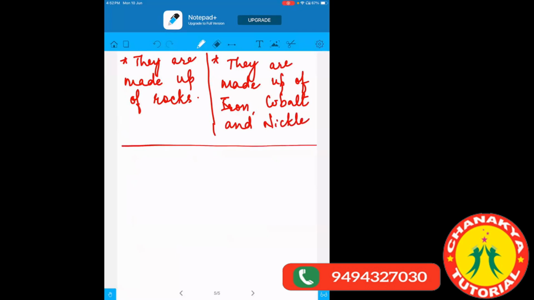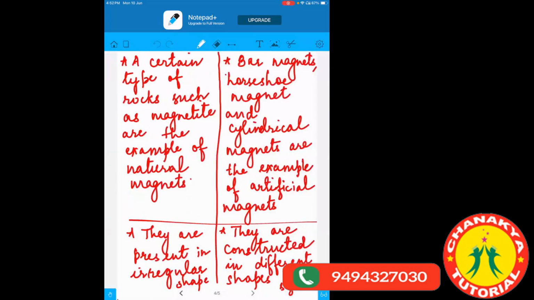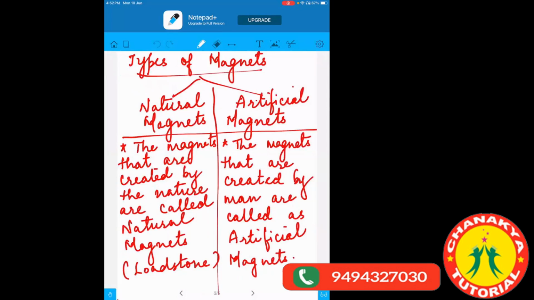Understood, Neha, Bhavesh, and Adya, the differences? Yes, ma'am. So note this down now.